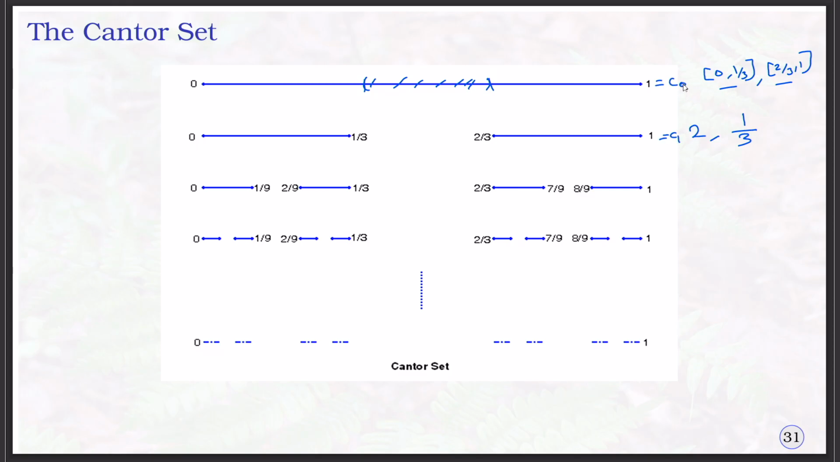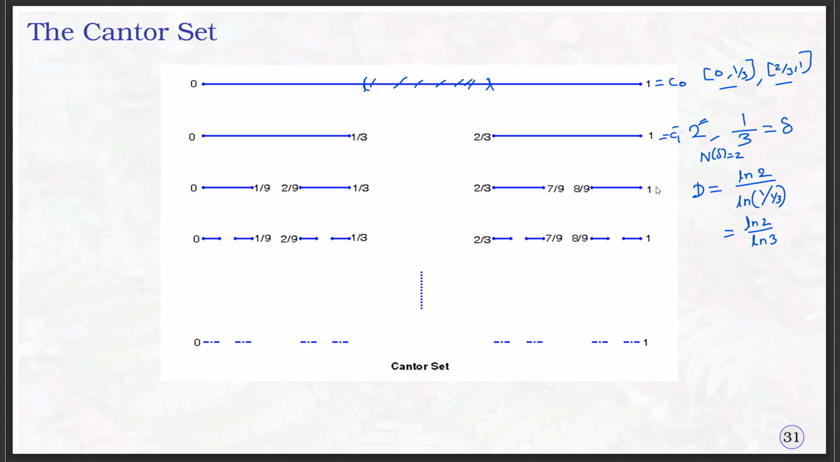This is C0, and we can cover C1. Suppose we take delta as 1/3, then the number of boxes required to cover C1 is 2. That means N of delta is 2. The fractal dimension, that is the box counting dimension here, equals ln 2 over ln of 1 over 1/3, which is ln 2 by ln 3.